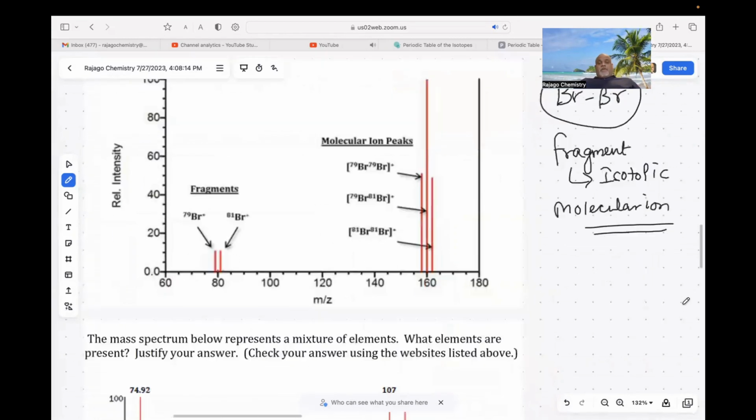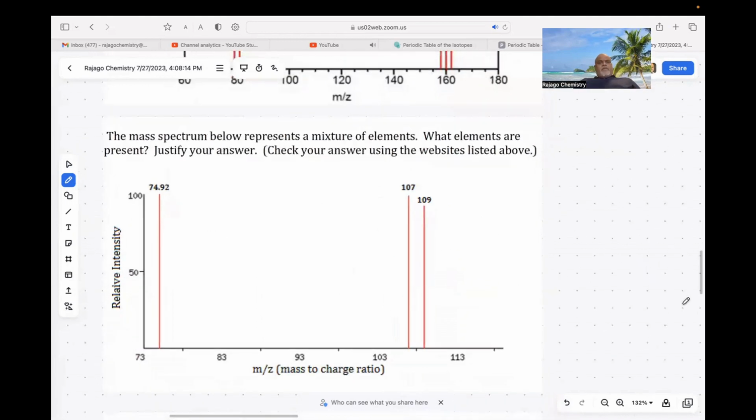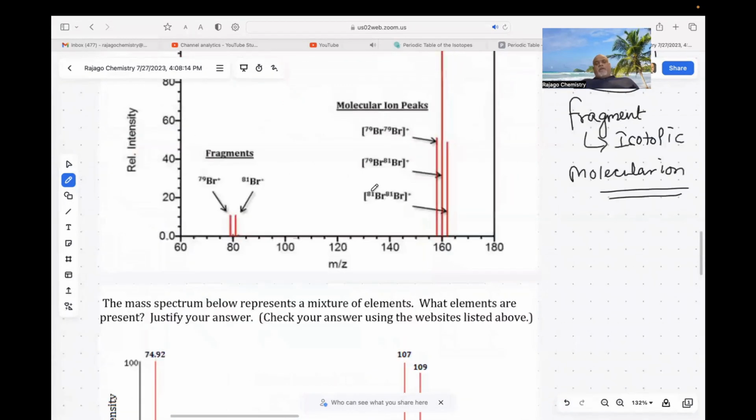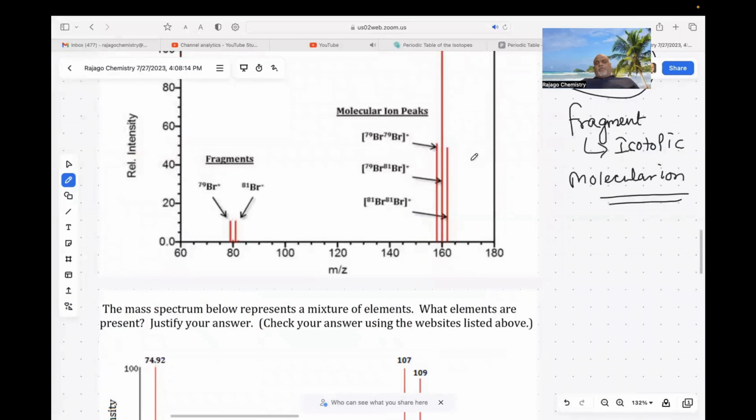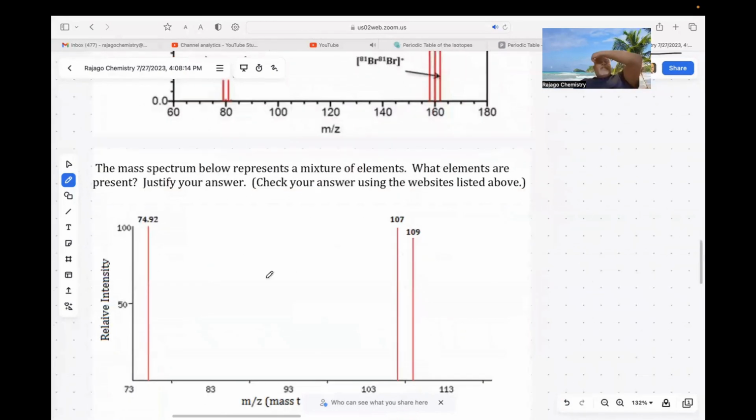Mostly many people will not cover this. The next type is: the mass spectrum below represents a mixture of elements. What elements are present? How do I know it is a mixture of elements? Here, I clearly see that 80 into 2 is 160. Here, 74 into 2 is not 107. So obviously, this is not a molecular ion peak. So I know that 74 and 107 are two different things, and I know it's a mixture of elements. And one is 74, and one is 107 and 109.